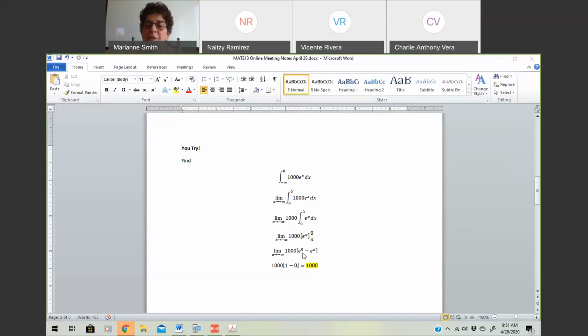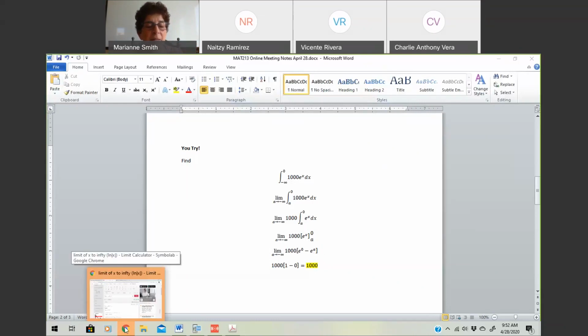Here's the fundamental theorem of calculus. The 1000 stays outside, and then I'm plugging in the upper bound of 0 minus the lower bound of a. And here's where you need to remember what we talked about at the very beginning of the class session. If I have e to the negative infinity, that's like 1 over e to an infinitely large value, right? So this fraction becomes 0. Again, this is something you can check on Symbolab. As x approaches negative infinity, what happens to e to the x? Let's take a look just to double check.